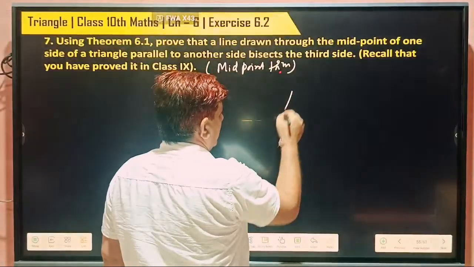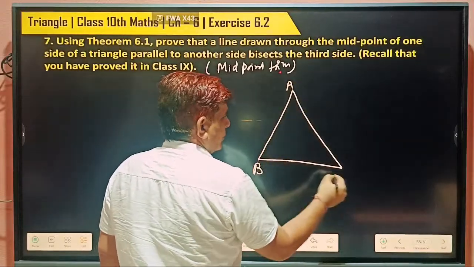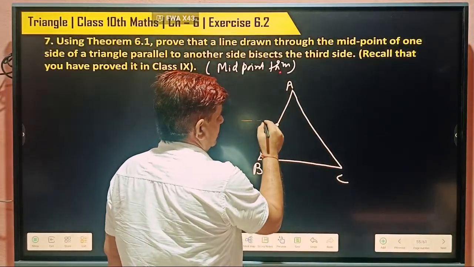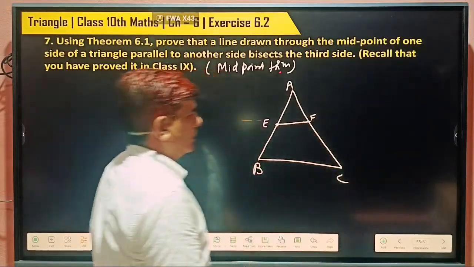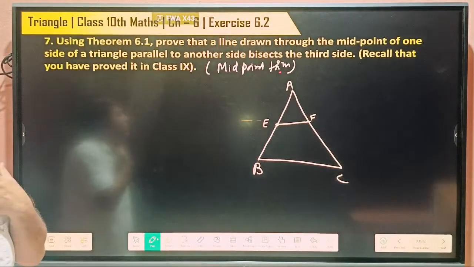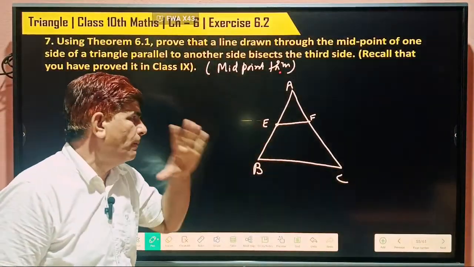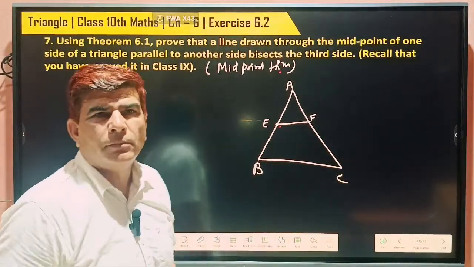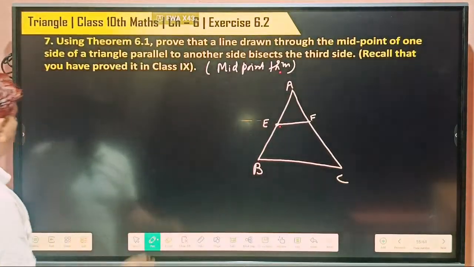So it means we have a triangle ABC, and E is the midpoint of AB, and we have drawn this, which is F. We have to prove F is also the midpoint of AC. If E is the midpoint of AB, then F is also the midpoint of AC. Here EF is parallel to this. So I can write it.